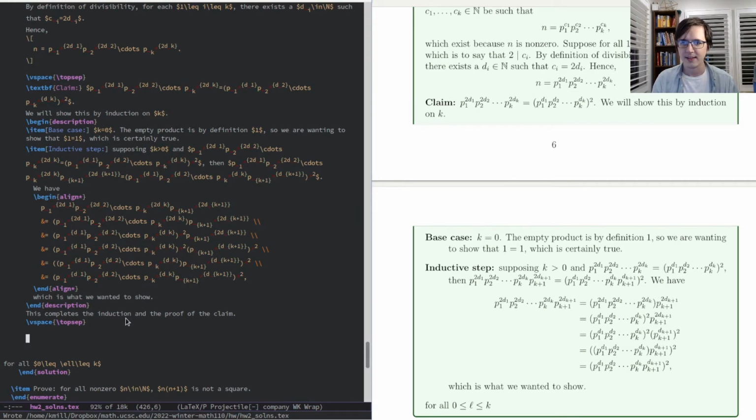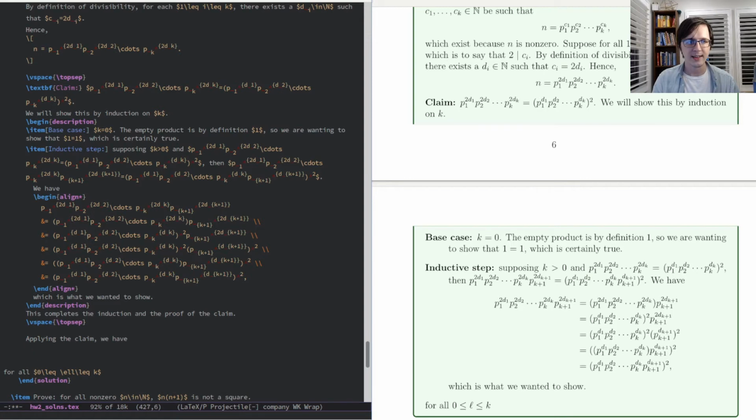Okay, so now applying the claim, we have that n is that which is that, and so therefore n is a square.